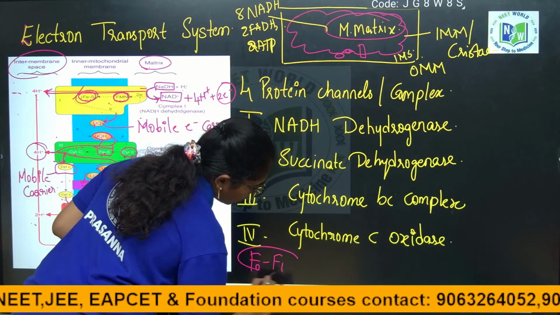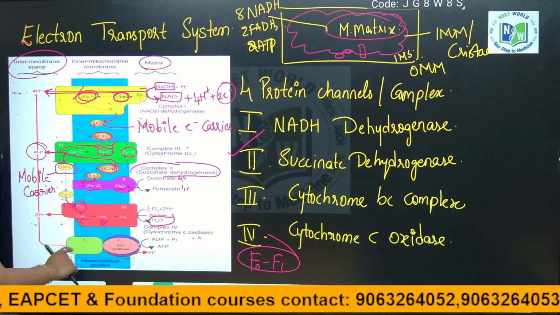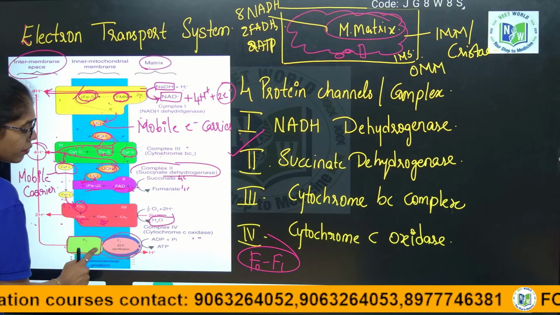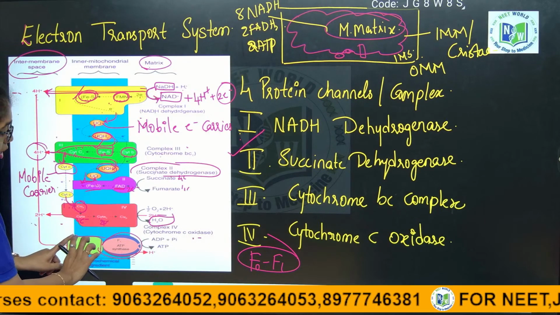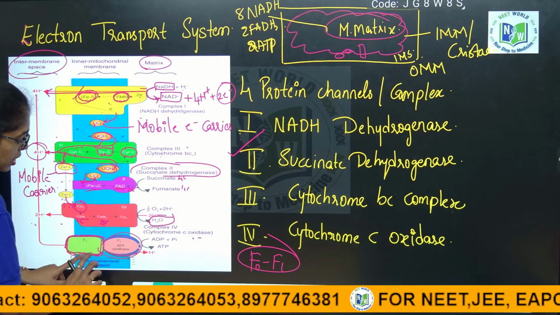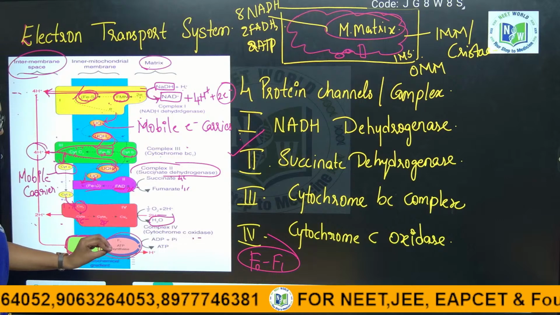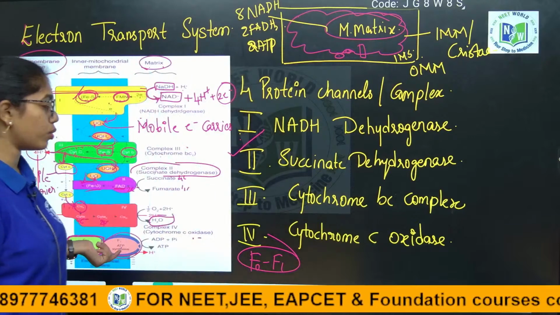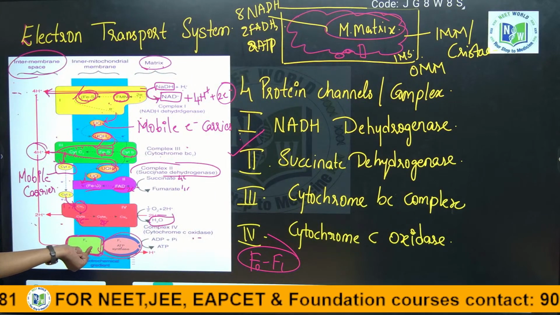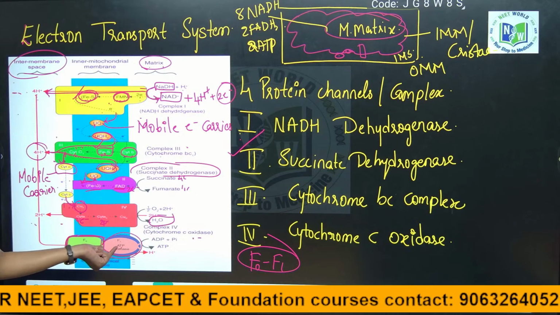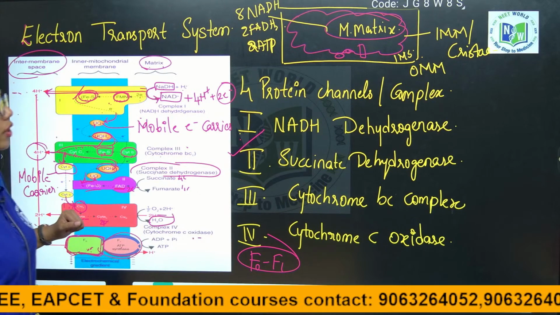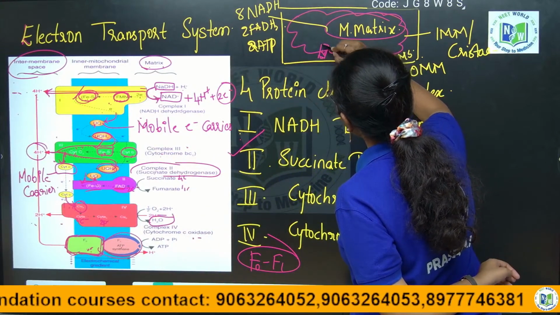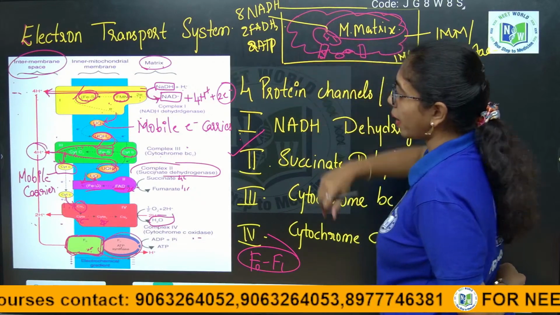This is called the F0 F1 complex, where F0 is a protein channel which is embedded in the inner mitochondrial membrane. F1 is facing towards the mitochondrial matrix. This is very important, you have to remember. F0 is inside the inner mitochondrial membrane, F1 is facing towards the mitochondrial matrix. So, like this it is being operated. This is F0 and this is F1 towards the mitochondrial matrix.